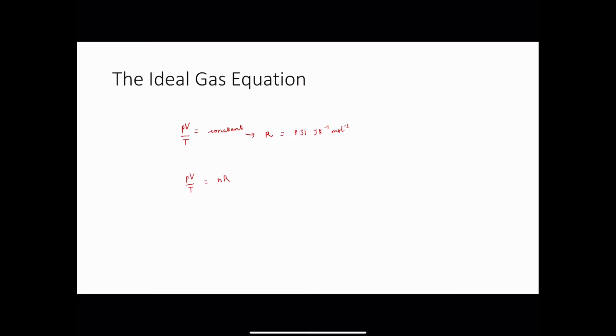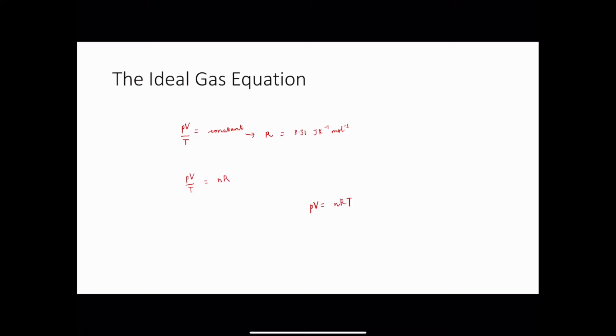This equation gives us what we call the ideal gas equation for a number of moles, which is PV is equal to nRT. This is the ideal gas equation. It's really, really important. It's on your data sheet, but let's go through what everything is here.